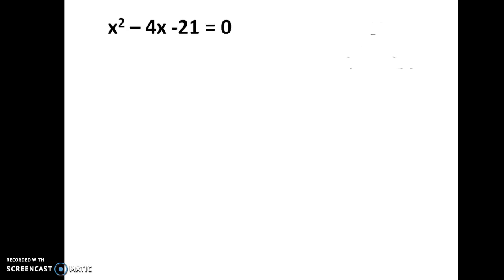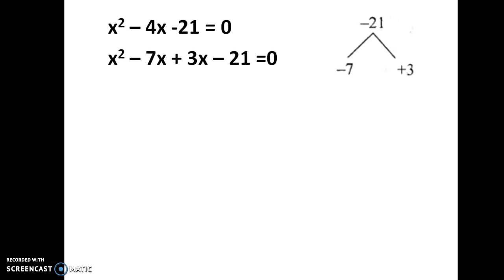Okay, this is the quadratic equation. From this we have to find out the root. In this problem I have used splitting the middle term, but in any way you can find the root. You can use splitting the middle term, or the quadratic formula, or completing the square. Any method you can find the root. We have to find the value of x. Here I have used splitting the middle term.